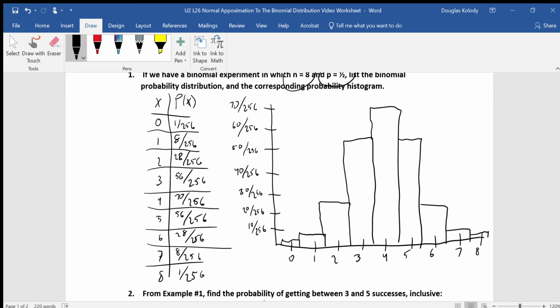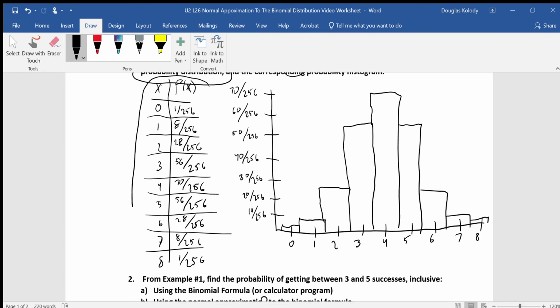By the way, on test number 2, I'm going to ask one question where I ask you to make a probability distribution. Probability distribution in general is just this right here. If I ask you to make a probability distribution, that's what I'm asking for. How you find the probabilities is a matter of the question itself.